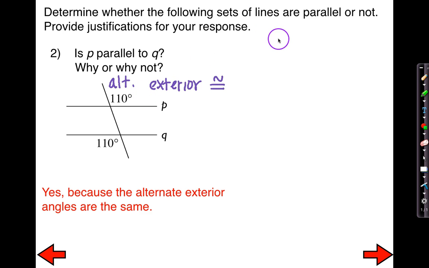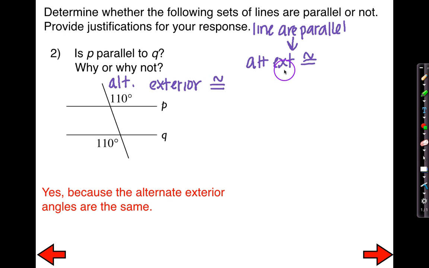Now, real quick, let me track back. When we know that lines are parallel, we know a couple things. We know that alternate exterior angles are congruent. So now I'm just working my way backwards. If lines are parallel, I know that alternate exterior angles are congruent. So now, working backwards, if I know that alternate exterior angles are congruent, I also know that lines are parallel.